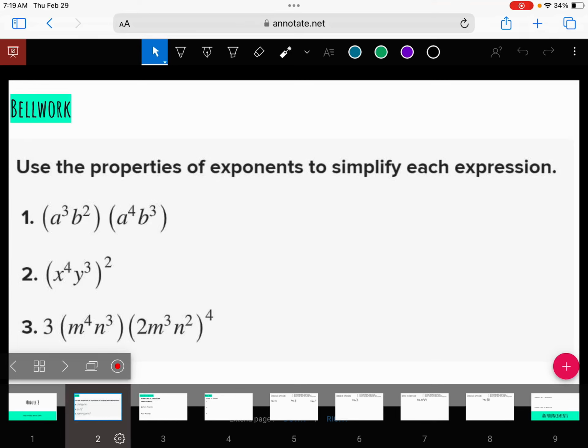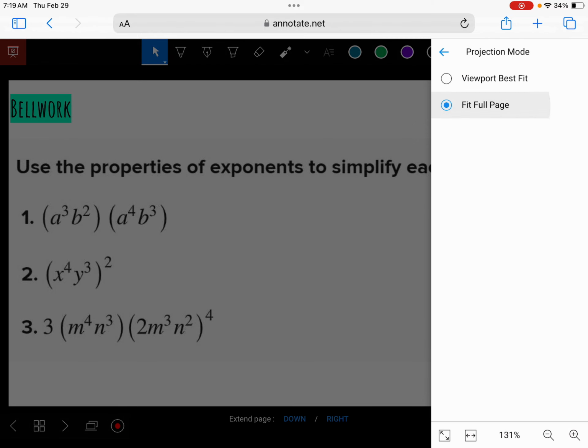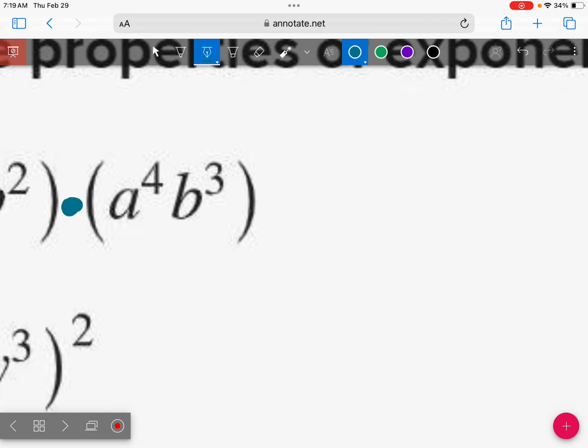Alrighty. So let's go through this bell work. This is using exponent laws. So on this first one, what we have is that these two pieces are being multiplied together. So this is the same thing. Since everything's being multiplied, those parentheses aren't actually doing a thing.